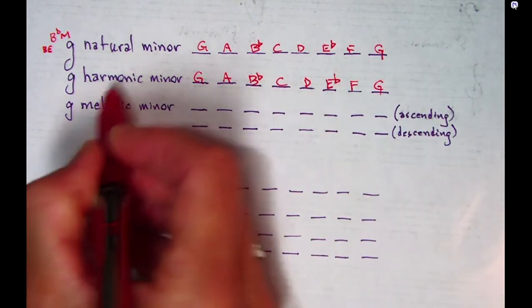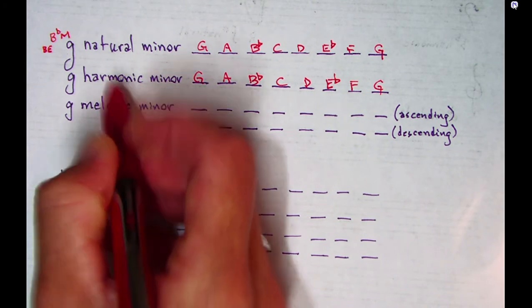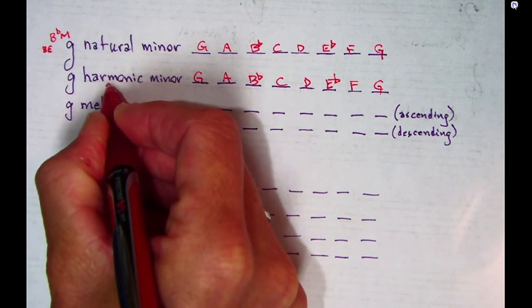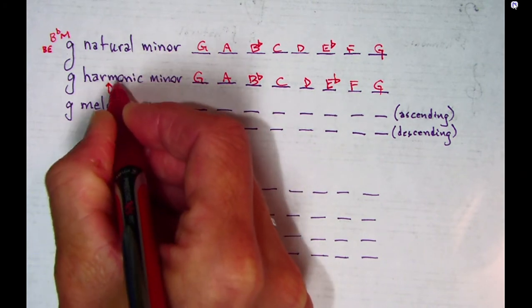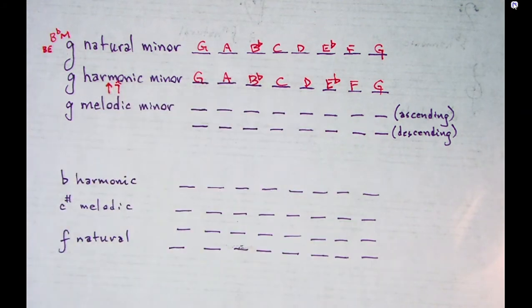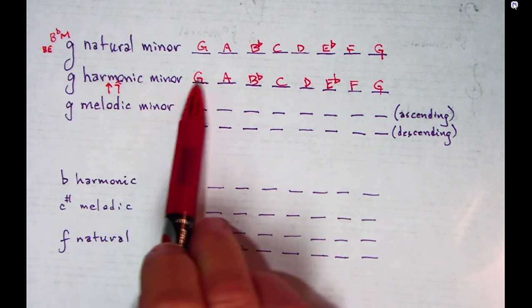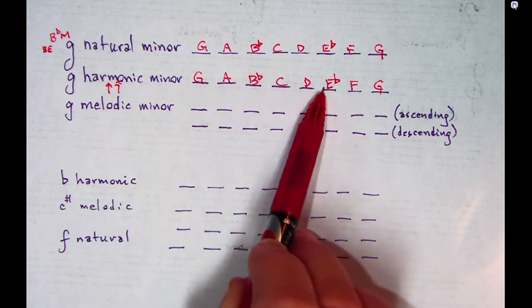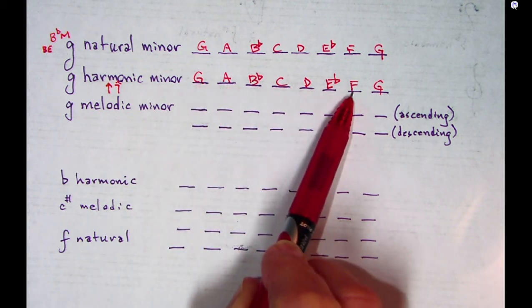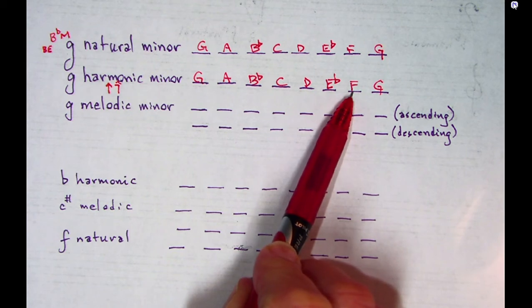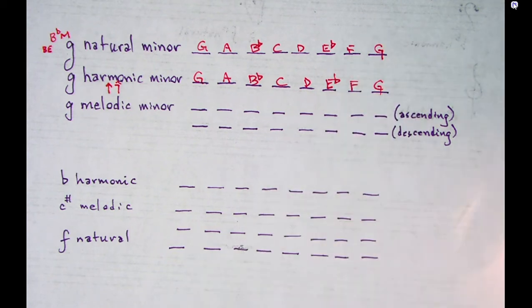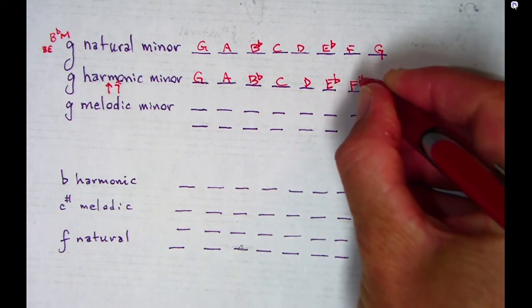Now, when you see the word harmonic minor, what that means is you have a raised 7th scale degree. Okay? So raised by a half a step. So what I'm going to do is 1, 2, 3, 4, 5, 6, 7. I'm going to raise that a half step out of the key. It is currently an F natural, so I'm going to make it an F sharp.